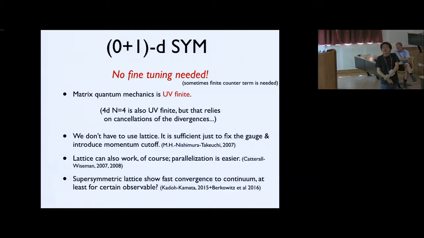And recently, Kadoh and Kamata studied the supersymmetric lattice construction of 0+1 dimensional theory, though exact supersymmetry is not needed in order to get the correct continuum limit. And as long as we compare their result at the finite cutoff level, and some recent work which actually took the continuum limit using the usual lattice action, it seems that with exact supersymmetry, convergence to the continuum limit is much faster, at least for certain observables. So exact SUSY is not really needed in 0+1 dimension if you just want the correct continuum limit. Still, using an exact supersymmetric lattice may have some advantage.